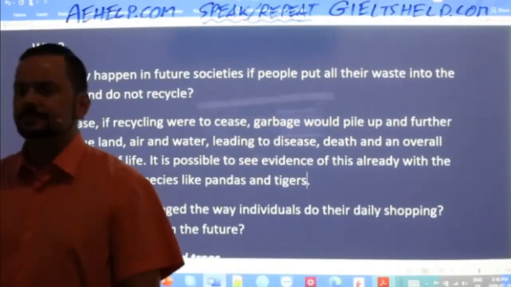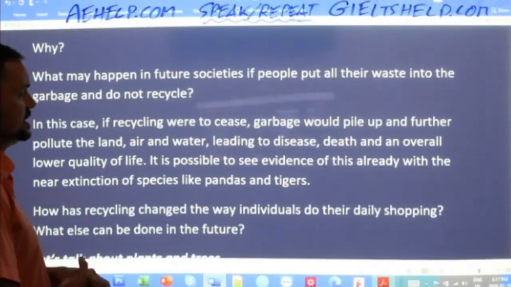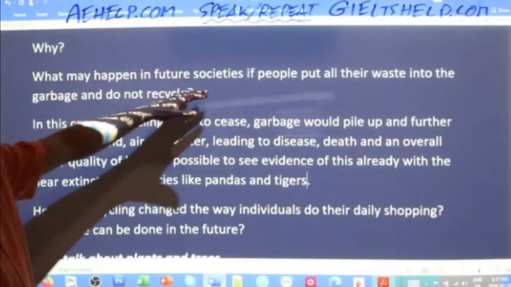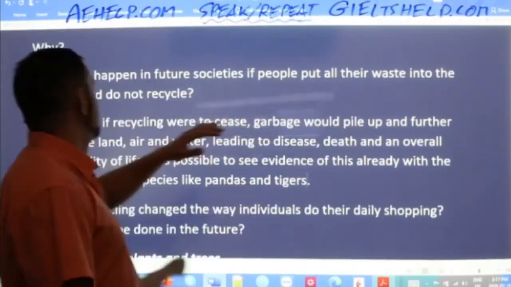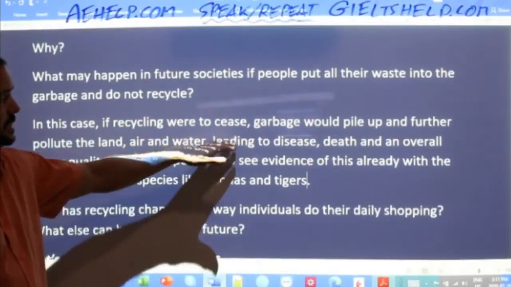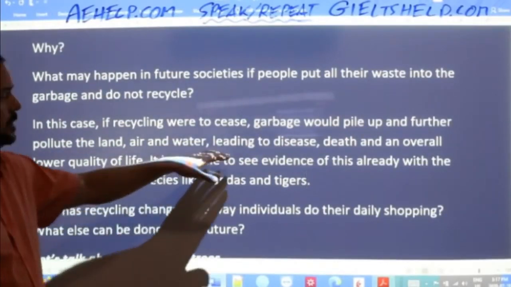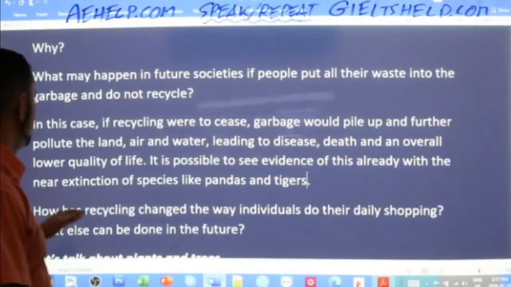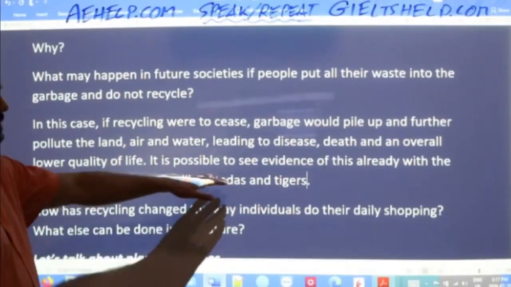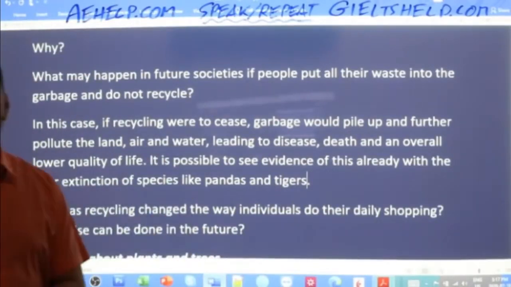All right. Again, you don't need the perfect answer. You just need a good answer, okay? So still continuing on with that answer, explanation, example. So here we go. What may happen in future societies if people put all their waste into the garbage and do not recycle? In this case, if recycling were to cease, garbage would pile up and further pollute the land, air, and water, leading to disease, death, and an overall lower quality of life. It is possible to see evidence of this already with the near extinction of species like pandas and tigers.